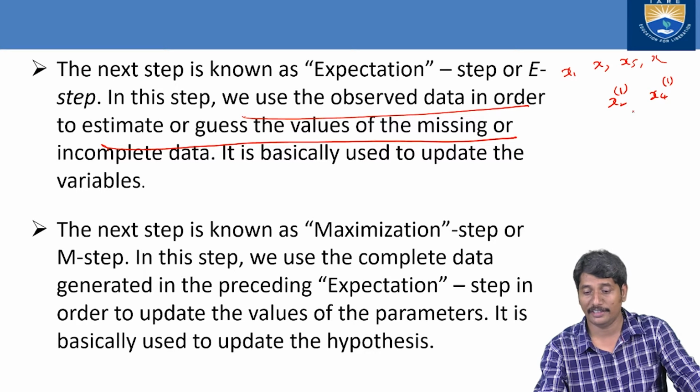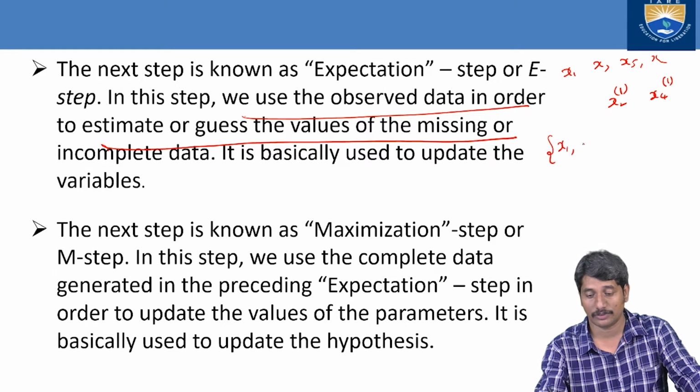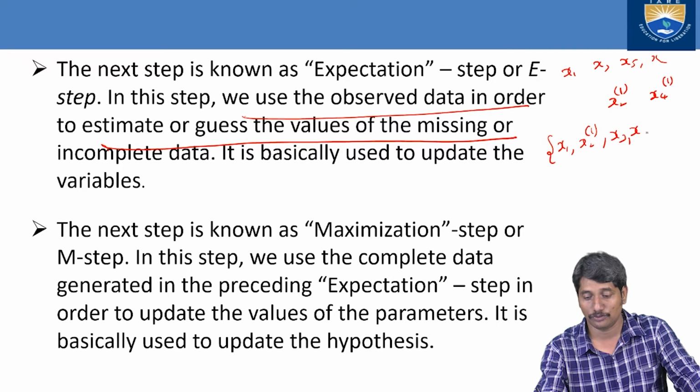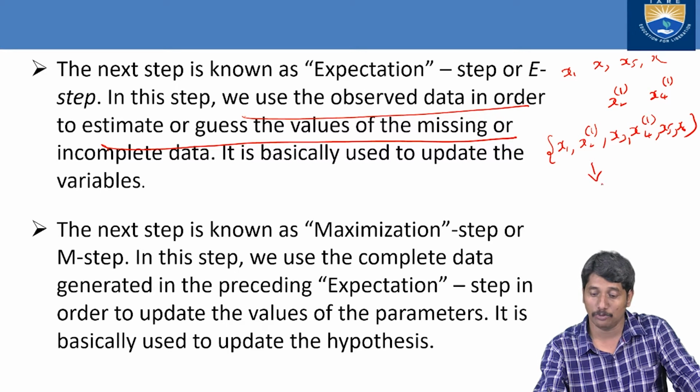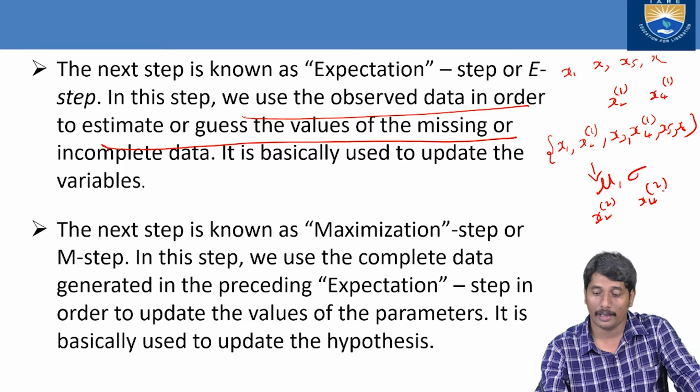After finding this, you will fill the data set like this: x1, x2 first iteration or first improved value, x3 known, x4 just now improved first iteration, x5 already known, x6. Let us assume only 6 values. Then with this, you find the new parameter values, that is new mu and new sigma of the normal distribution. With this new mu and new sigma, again you iterate to find x2 second value and x4 second value. And again, you will repeat this process.